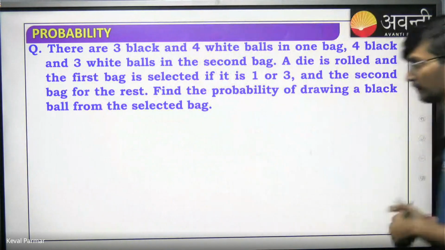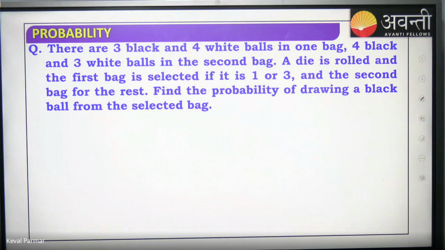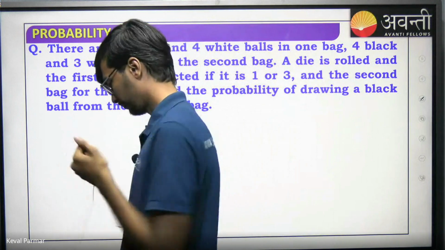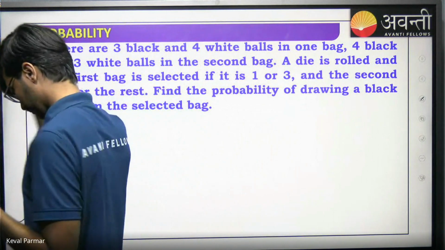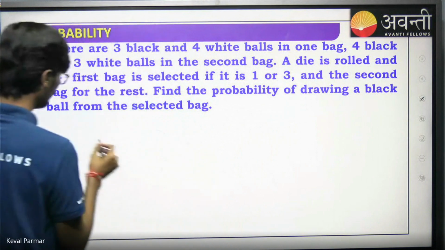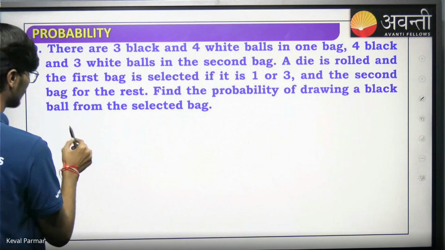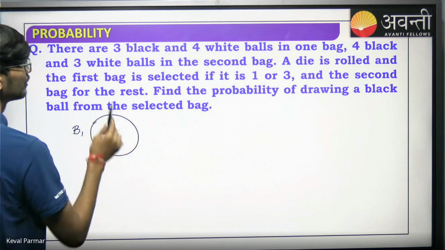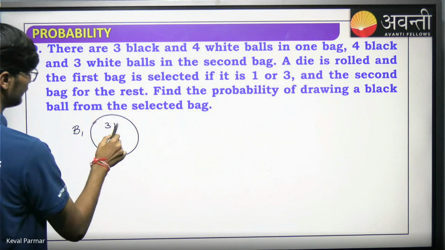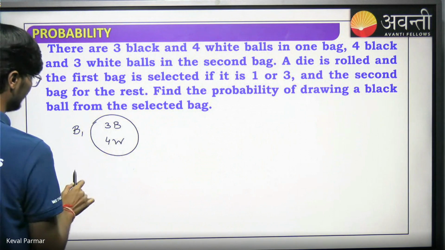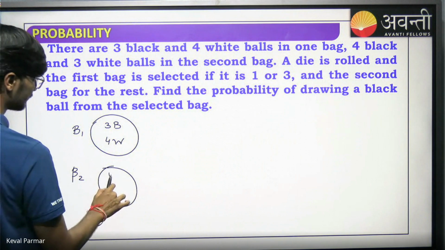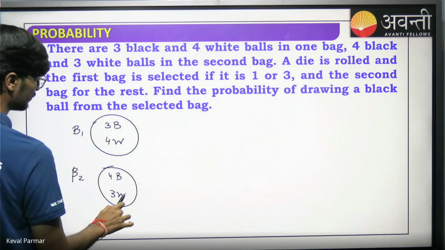The question says there are three black and four white balls in one bag, and four black and three white balls in the second bag. Let us understand the given information. There are two bags: bag 1, which has three black and four white balls, and bag 2, which has four black and three white balls.